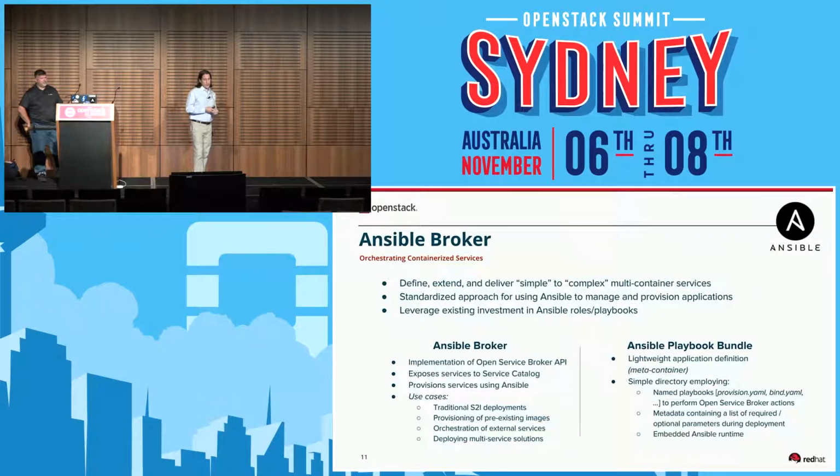So the Ansible Broker is comprised of two different components. One's the broker itself, and again, that's what implements the Open Service Broker API. That's what exposes those services to the catalog, and then gets Kubernetes to do all the work to provision those services. The other one is something called the Ansible Playbook Bundle. That's the application definition: how the application gets put down, how bind credentials get created, things like that. I'll explain in a minute what's actually in the definition itself.